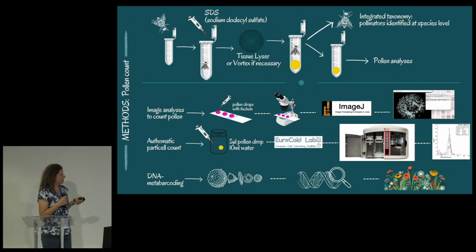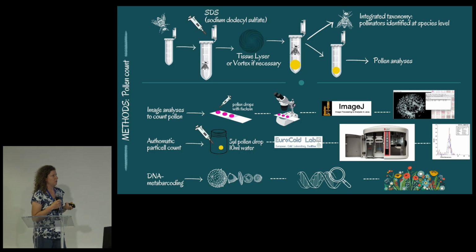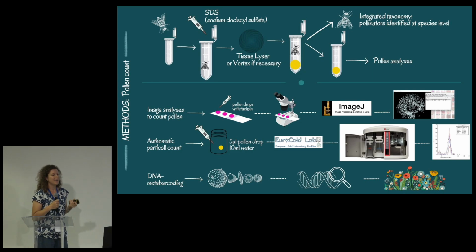The main technique that we use is the identification of these pollinators with integrated taxonomy, so with morphological analysis and also with DNA barcoding. But to understand the ecosystem service, we also analyze the pollen on the body. We wash the bees, and we have different analyses.